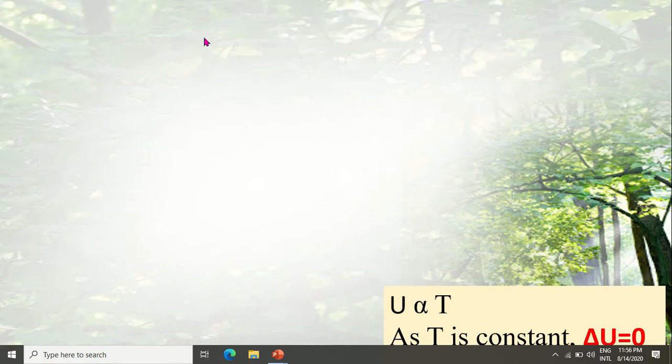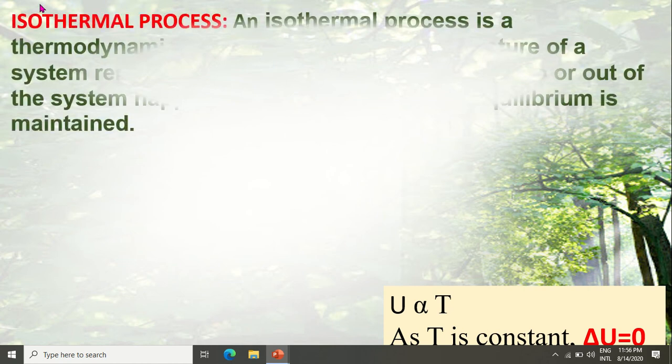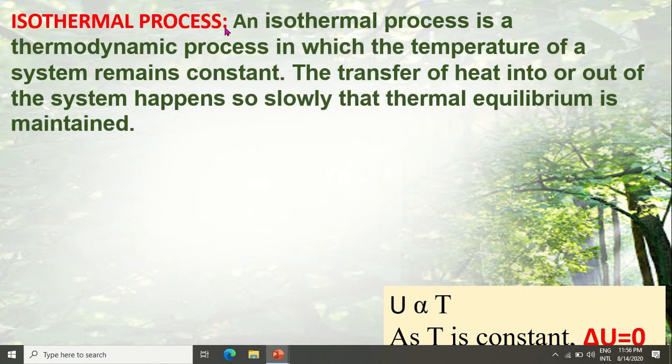Now I will explain another thermodynamic process, that is isothermal process. So let's look. An isothermal process is a thermodynamic process in which the temperature of a system remains constant. The transfer of heat into or out of the system happens so slowly that thermal equilibrium is maintained.